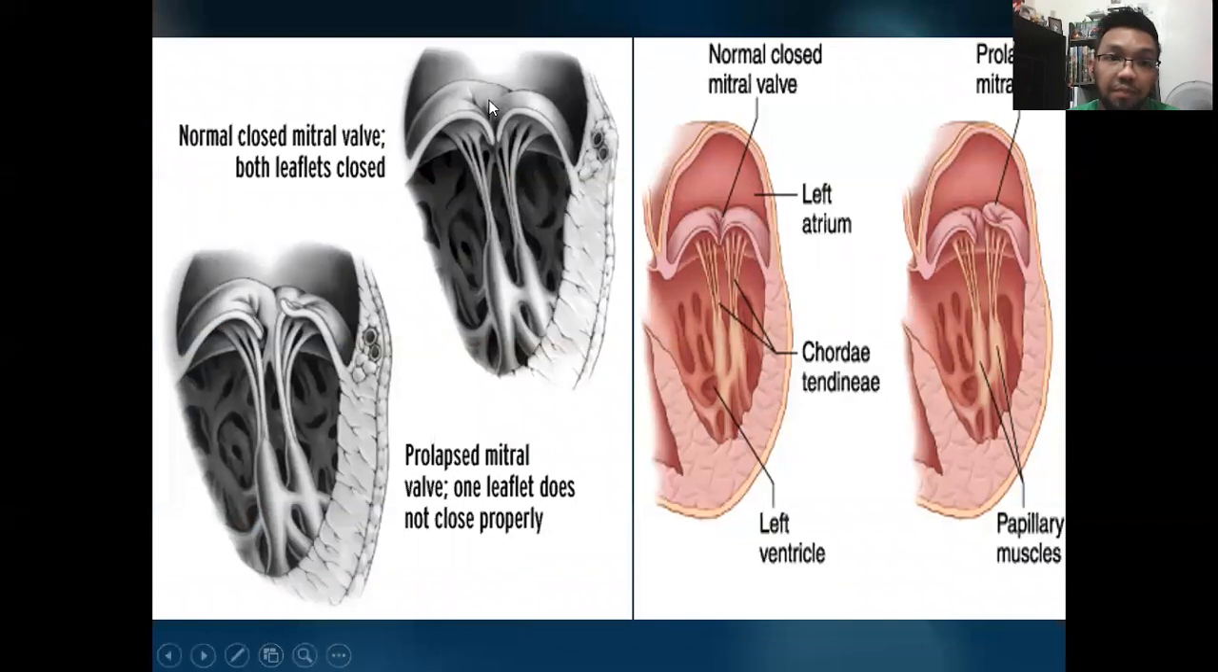So as you can see here, a normal closed mitral valve should appear like this. But in mitral valve prolapse, one or both of the leaflets are going towards the left atrium. So it doesn't close properly again. The management of this is the same as that of mitral valve insufficiency. Again, they need to repair the valve that is malfunctioning.